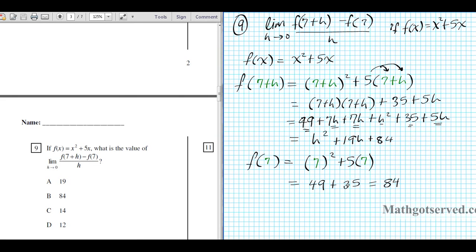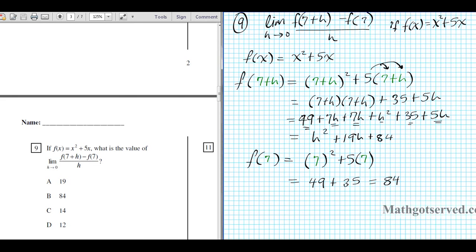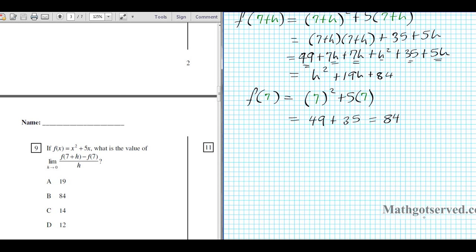All right, so we're going to put everything together into this limit and then evaluate what the limit is. So it's now going to become the limit as h approaches 0 of h squared plus 19h plus 84 minus 84. This whole expression is f of 7 plus h, and this is f of 7. This whole story divided by h. Divide this by h.